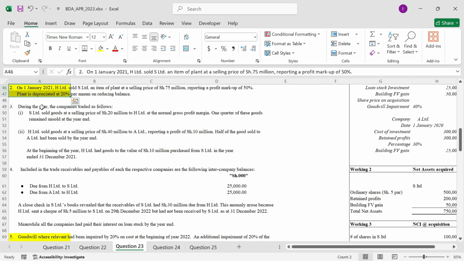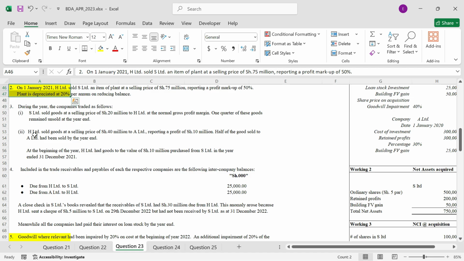Then during the year, companies traded as follows. S sold goods at a selling price of 20 million each at the normal gross profit margin. You already have the margin. 1/4 of these goods remained unsold at the year end. So at the year end, I have a closing inventory of 1/4 of 20, which is 5 million, which has an amount of unrealized profit.